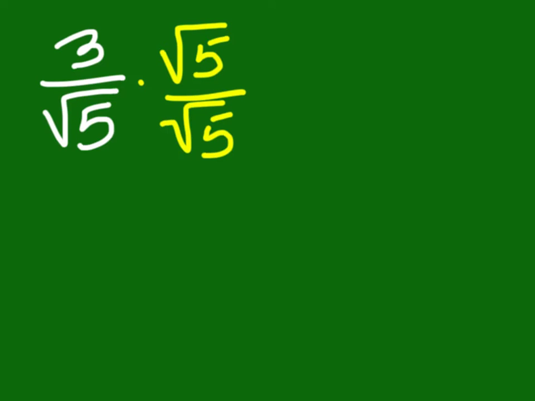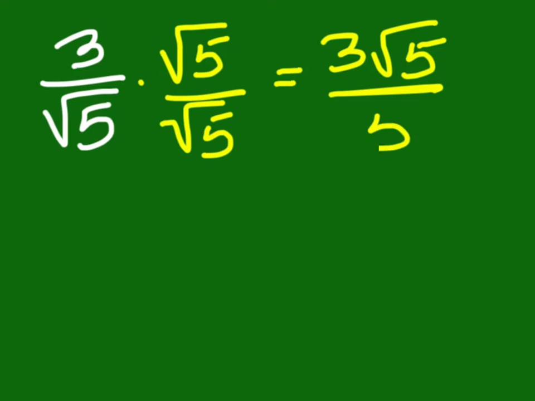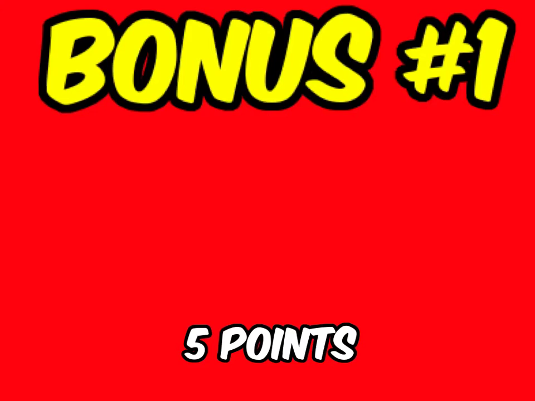On the practice problem, we're going to multiply the top and the bottom by the square root of 5. We will get 3 square root of 5 over 5. Try this bonus if you're finished.